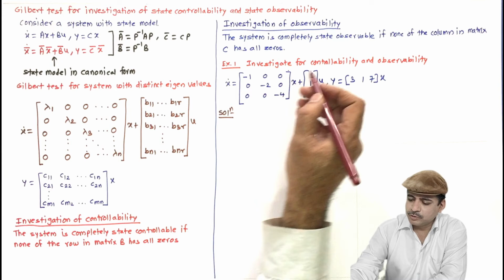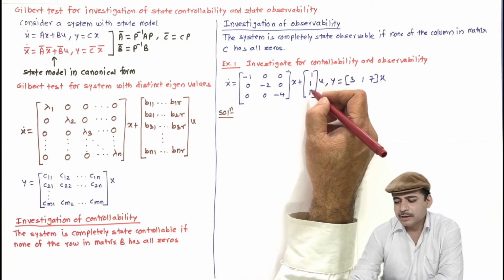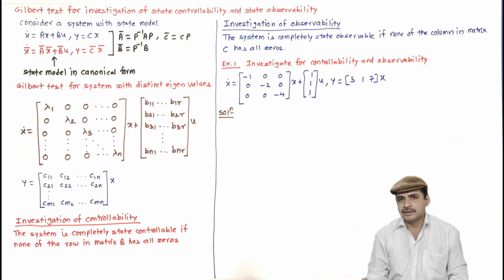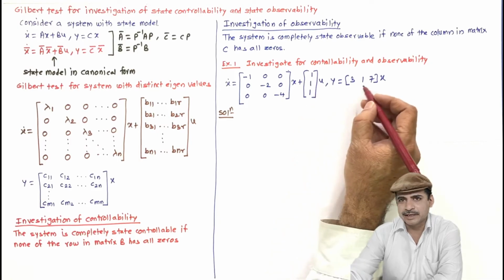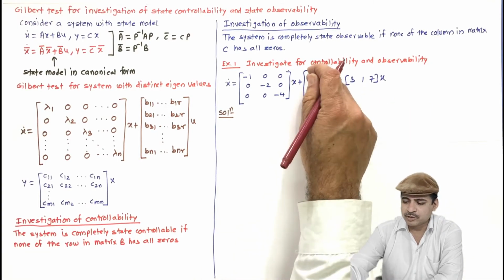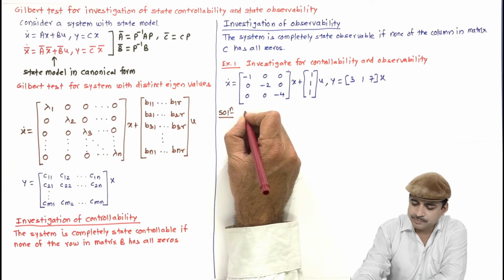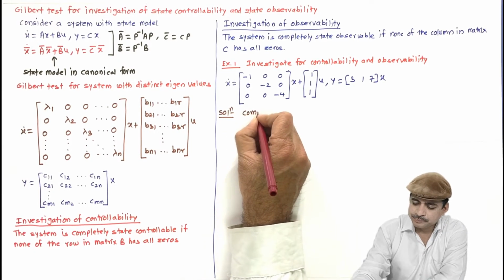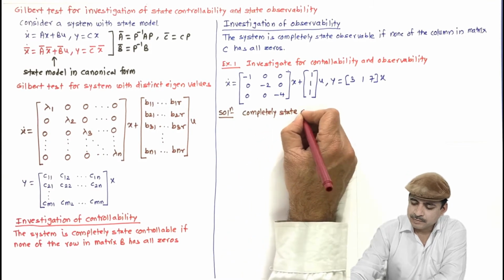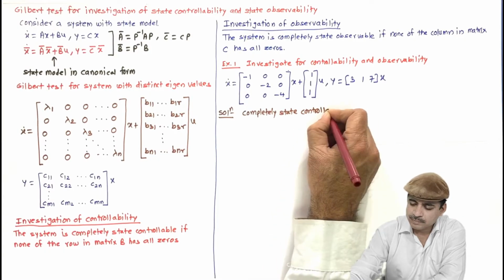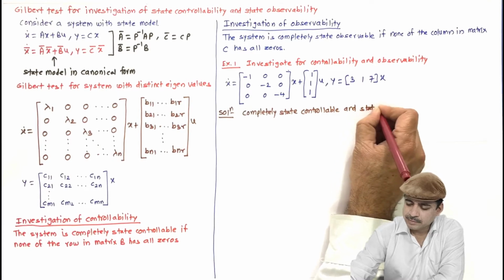Corresponding to this eigenvalue, the row is this one. So let us check every row. Every row has a non-zero element. This is a single input, single output system. That is why B has only one column and C has only one row. All elements are non-zero in B and C. So the system is completely state controllable and state observable.